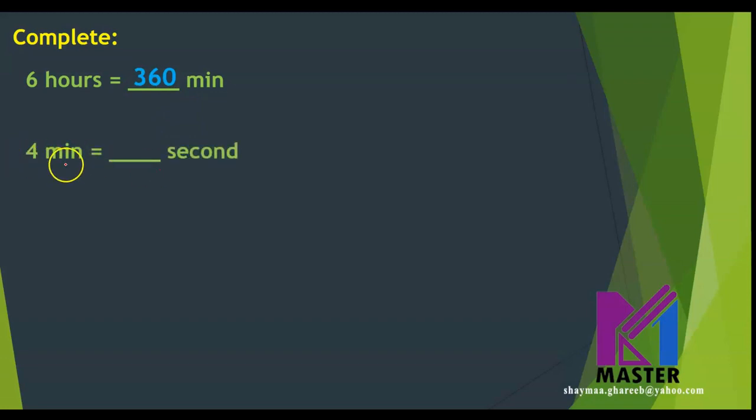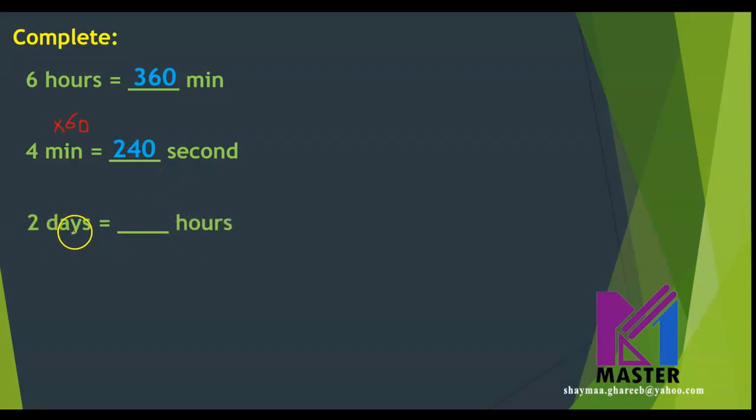Next, 4 minutes equals how many seconds? So I will multiply the number of minutes by 60 as well. 4 times 60 is same as 4 times 6 times 10. 4 times 6 is 24. Then 4 minutes equals 240 seconds.